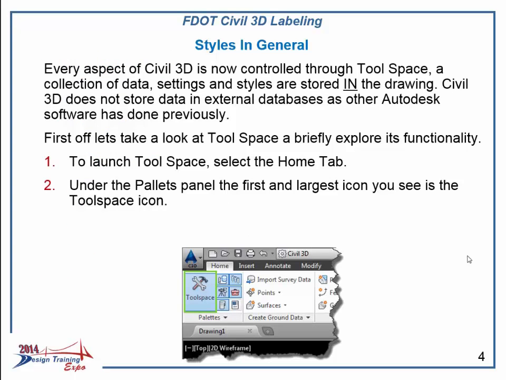First, let's talk about styles in general and where they're located. Every aspect of Civil 3D is controlled through the Toolspace. Settings and styles are stored in the drawing itself. Civil 3D does not store data in an external database as in other previous Autodesk software products.